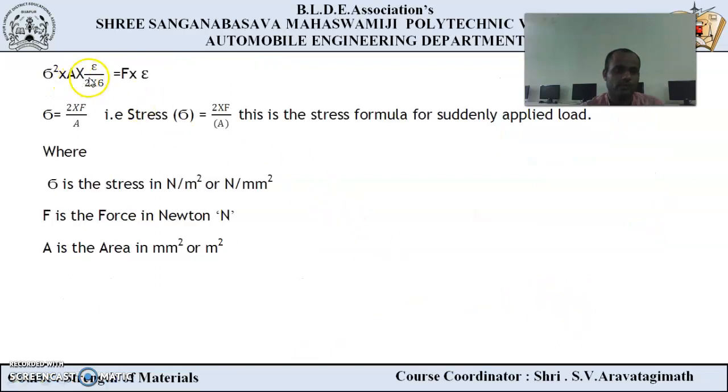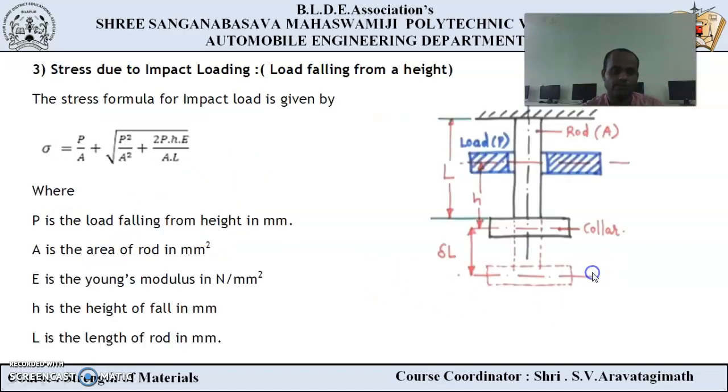Sigma square into A, epsilon by 2 sigma equals F into epsilon. Here epsilon gets cancelled and sigma gets cancelled. So sigma equals 2 into F divided by area. This is the stress formula for the suddenly applied load. Sigma is the stress in Newton per mm square or Newton per meter square. F is the force in Newton and A is the area in mm square or meter square.